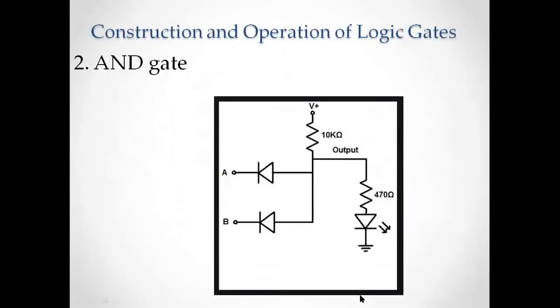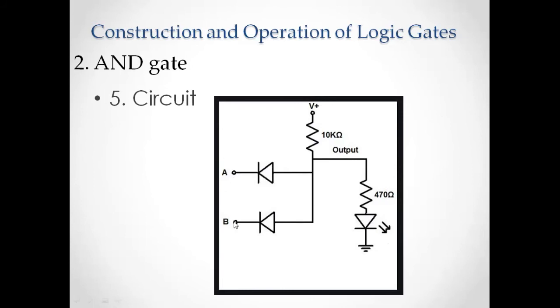Now let's see how we realize this AND gate in an electronic circuit. And this is a circuit for the realization of an AND gate. So we have two diodes here, which are connected to the A terminal and B terminal. A positive voltage is connected at the P sides of both diodes, and the output is also taken from the common point of the anodes, and the output is given to an LED.